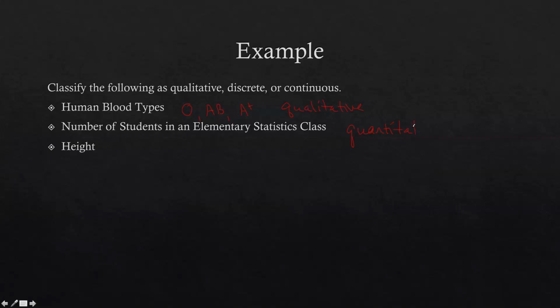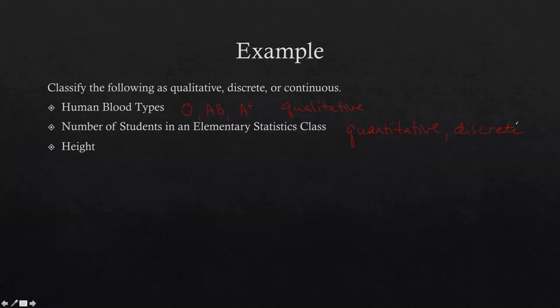But once you figure out whether or not it's quantitative, you've got to decide if it's discrete or continuous. Well, like I said, I can count the number of students in a statistics course. Those things are going to end at some point. So what we would say is that is a discrete variable.